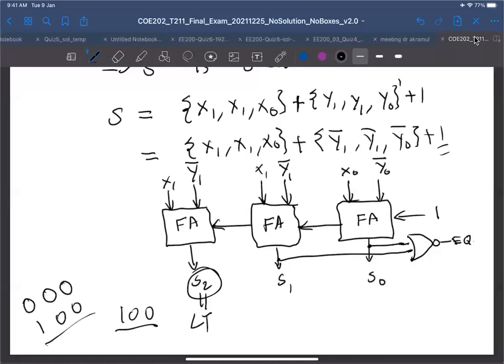So this detects equality, and greater than is nothing but equal NORed with less than. All right. I'm going to stop here, and we continue some other time.